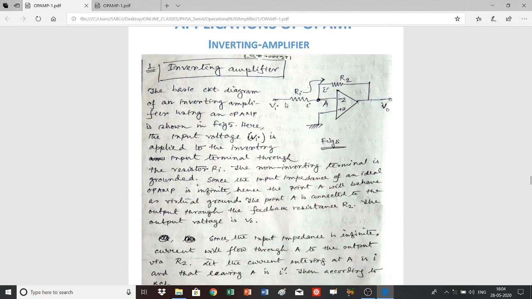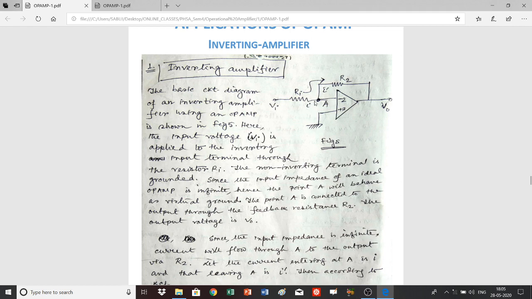Now let the current passing through the resistance R1 be I, and the current passing through the resistance R2 be I prime, and then consider the point A. Here the current I is entering this point and I prime is leaving this point. So if we apply Kirchhoff's current law, then the algebraic sum of these two currents I and I prime will be 0. Since this current is entering the point, it is positive, and since it is leaving the point, it is negative.